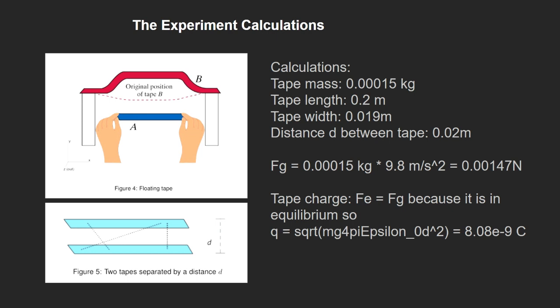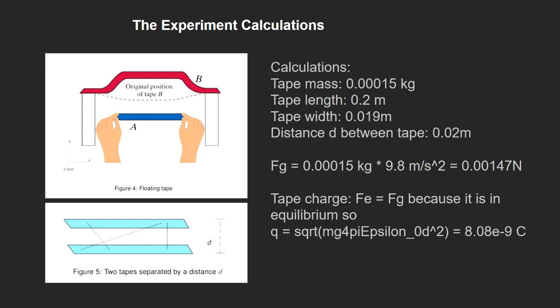Now to determine the actual charge, I measured the tape mass to be 0.00015 kilograms, the length to be 0.2 meters, and the width to be 0.019 meters. And the distance d, which is important for the force calculations, between the two tapes is 0.02 meters when they are levitating. Now, the force of gravity can be calculated from mass times the gravitational acceleration constant near Earth, which comes out to be 0.00147 newtons.